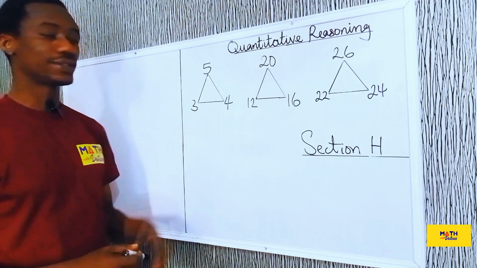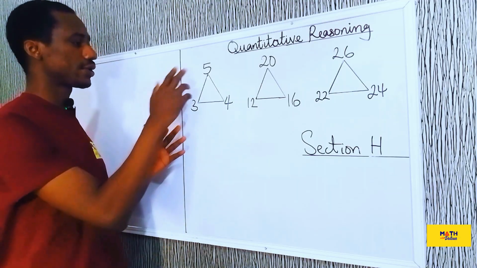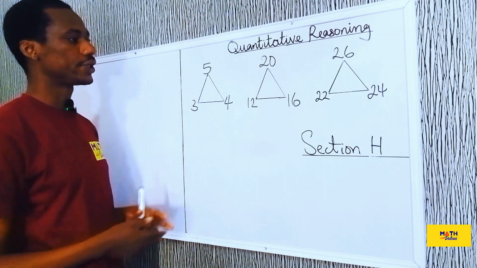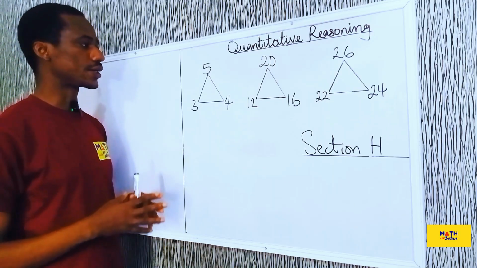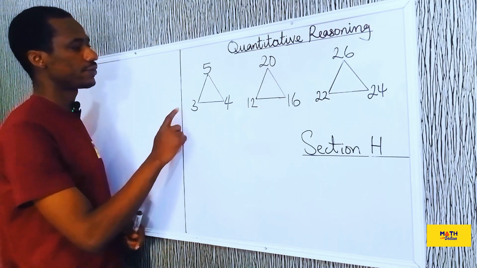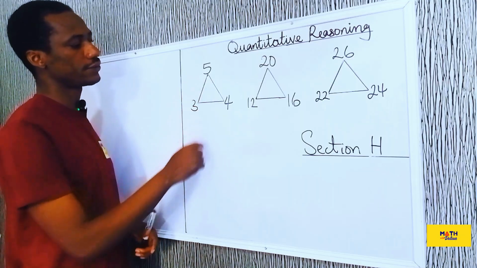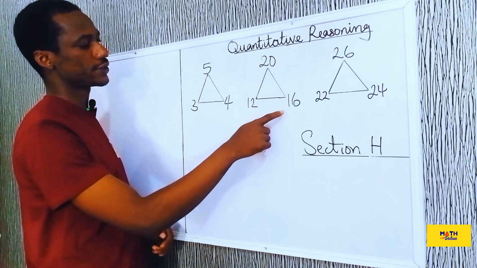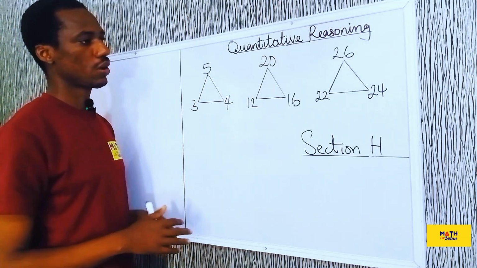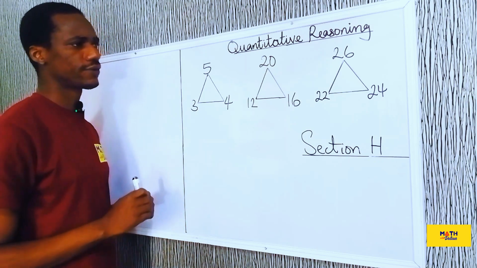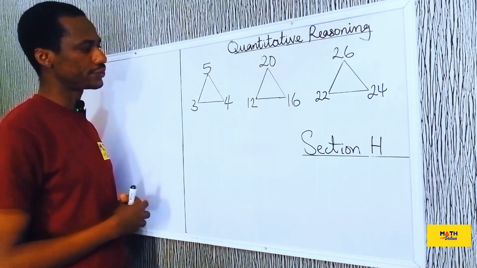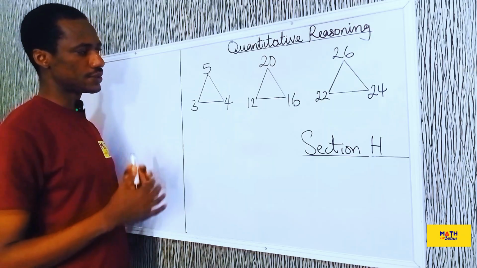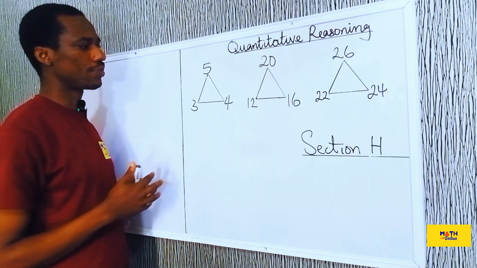Okay, we have the samples to analyze and there are just three numbers in each of the samples. So let's see how they relate, let's see how they connect. So we have 5, 3, 4, 5, 12, 16, 20, 22, 24, 26. This is looking very simple already because I can see a regular pattern here.